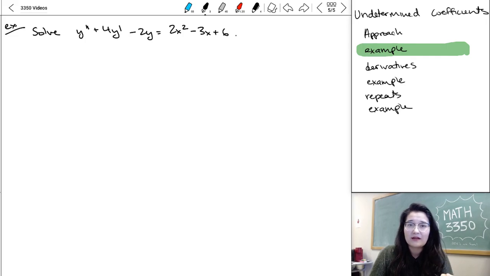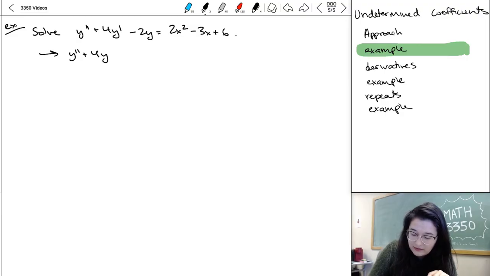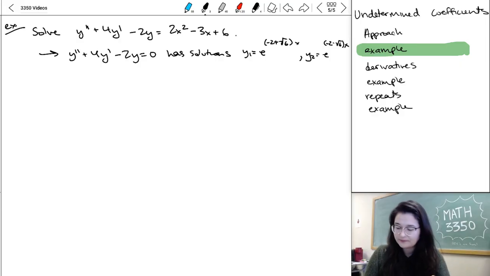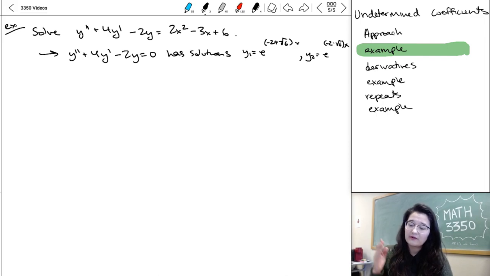And since we're focusing on this new part, the undetermined coefficient method, I'm going to give you the solutions that come from the constant coefficient part. So just know that y double prime plus 4y prime minus 2y equal to 0 has solutions y1 equal to e to the minus 2 plus root 6 x, and y2 equal to e to the minus 2 minus root 6 x. You know how to find that using the constant coefficient approach, and we need it to write the general solution, which is made of y1, y2, and yp.